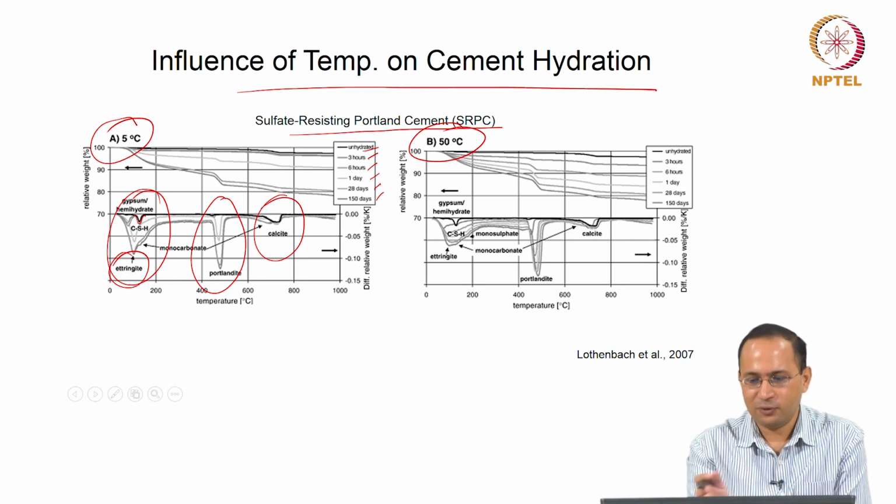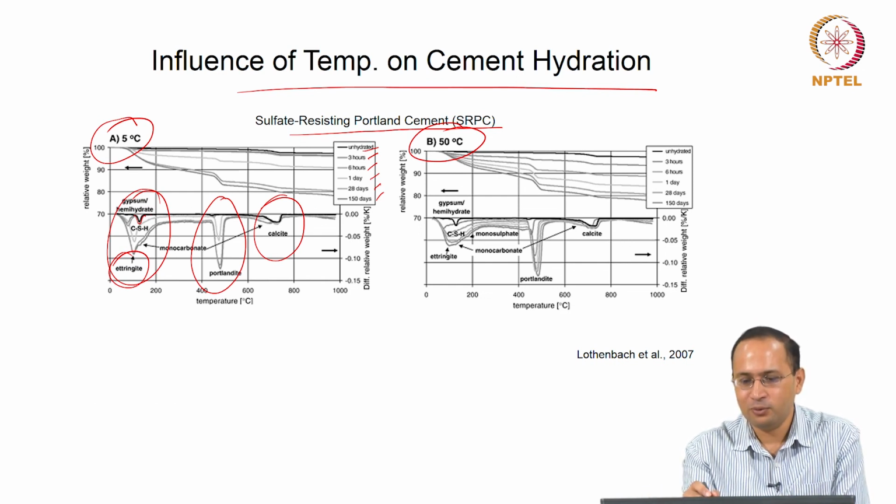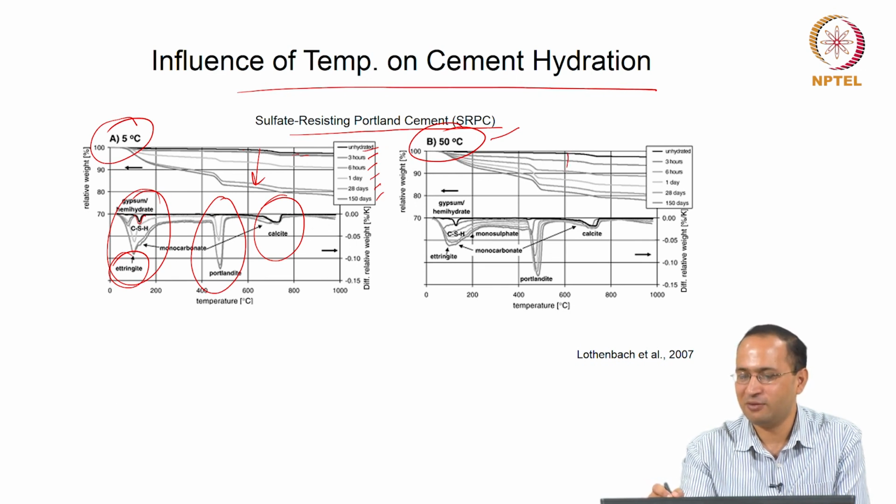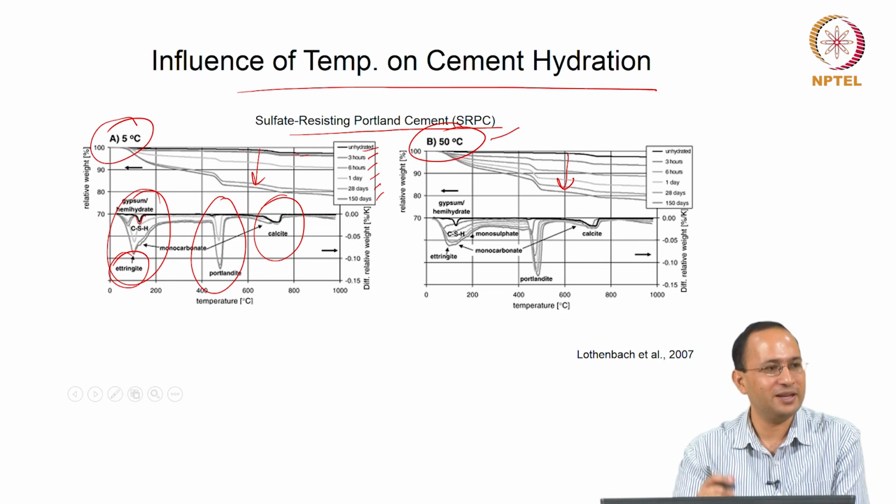Same thing if you do at 50 degrees Celsius, the changes. One thing you will notice, if you cure your sample at high temperature, you change things. See here, if you look at the weight loss curve on the left side, there is slow change. At 3 hours you are still here, at 6 hours you are here. So, slow change, but here you have a rapid change, because that is the effect of temperature. You are increasing the temperature, so you are accelerating the reaction, and that gets reflected in DTG also.